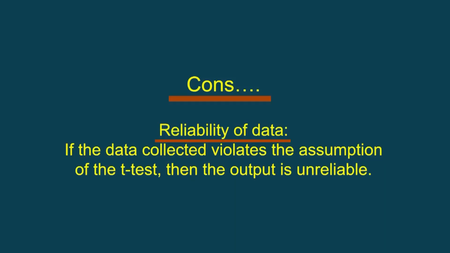Finally, the reliability of the data. If the data collected violates the assumptions of the t-test, then the output is unreliable. Although the t-test is robust to the assumptions, still, if the assumptions are violated, then the results of the t-test will not be reliable.